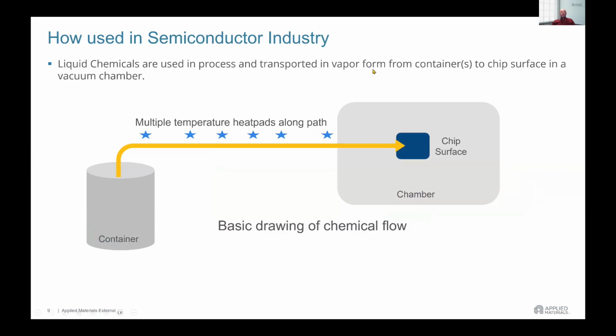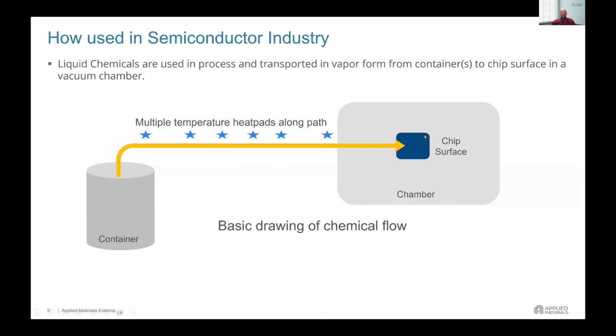How it's used in the semiconductor industry may be the same as some of the other industries. I have a container that has a liquid chemical, and it's used in the process. The chemicals are not transported in liquid form but in vapor form, from a container to the chip surface in a vacuum chamber across a path. And in this case, it's a gas line.